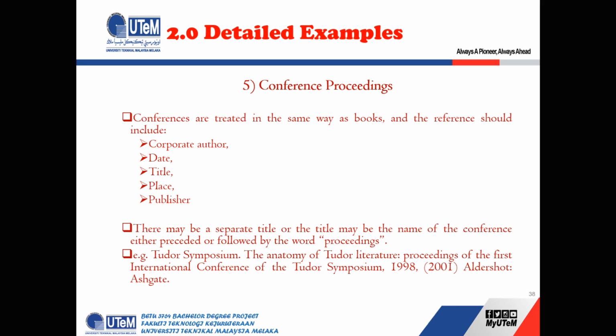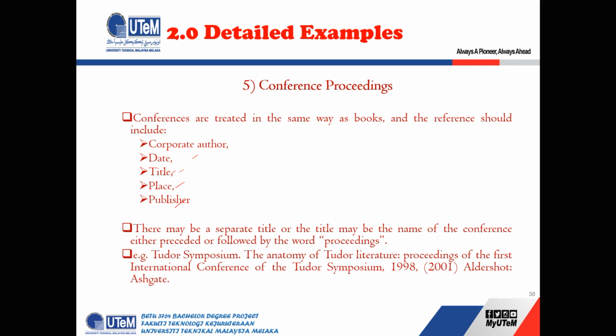Coming to the conference proceedings, again the rules are almost the same. We have the author, date, title, the place and publisher. There may be a separate title, or the title may be the name of the conference, either preceded or followed by the word proceedings. We'll see an example of this.